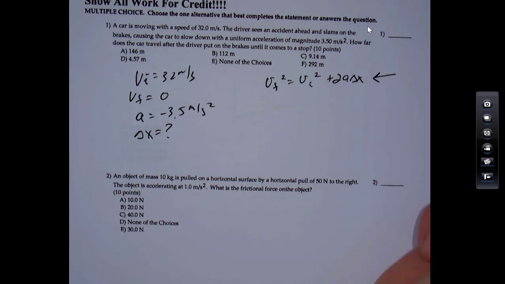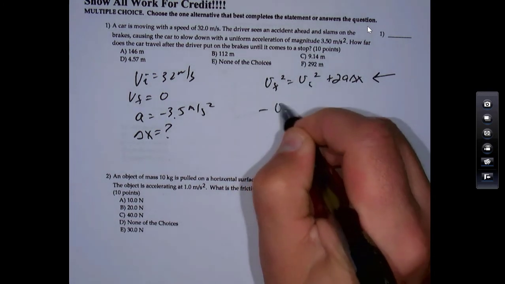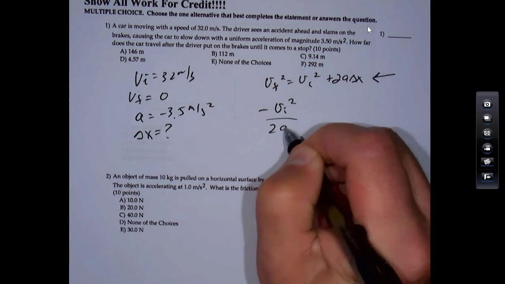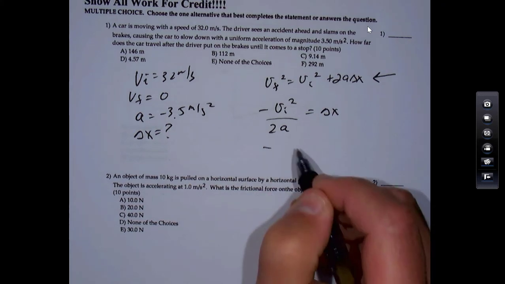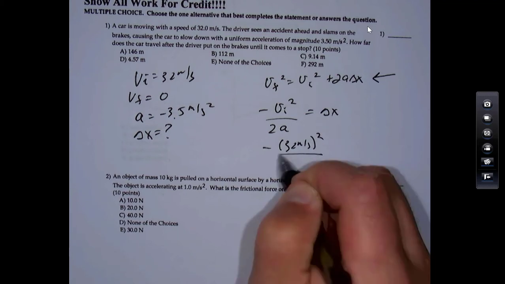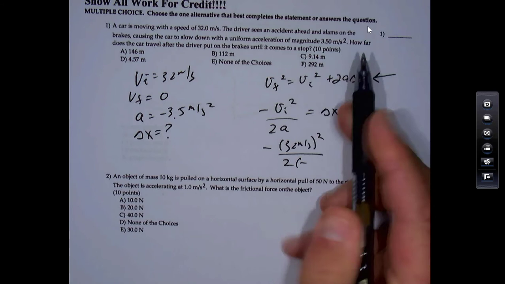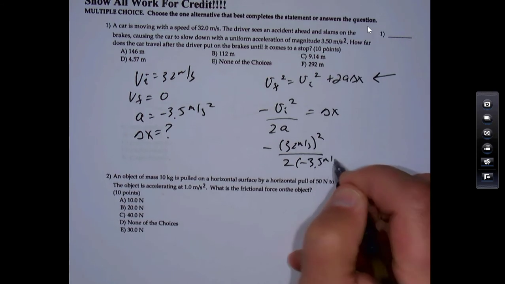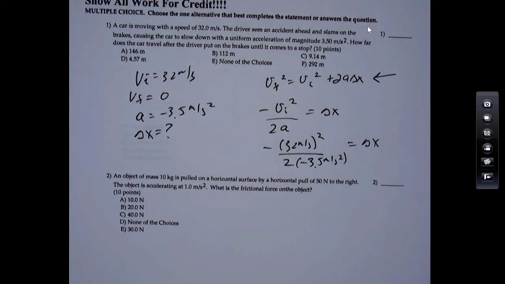So then let's solve it. Final speed of 0, subtract this from both sides, divided by 2a, that will give you delta x. So probably now you're up to like 7 or 8 points. And then we have to actually do this: minus 32 meters per second squared divided by 2 times negative 3.5 meters per second squared. That will be delta x. I'll leave it to you to work it out. That's the way to do it though.